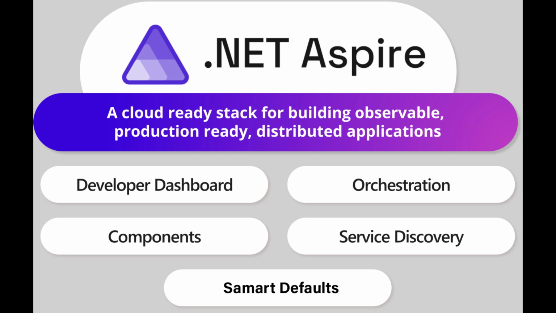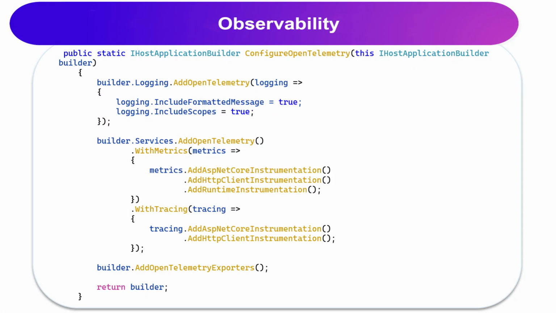One thing we want to introduce into this app is smart defaults, features that will improve observability, resilience, and health checks. These features are already available as NuGet packages or as part of the base class library in .NET. You can configure them manually or take advantage of .NET Aspire, which provides smart defaults with just a few lines of code. For example, let's start with OpenTelemetry.